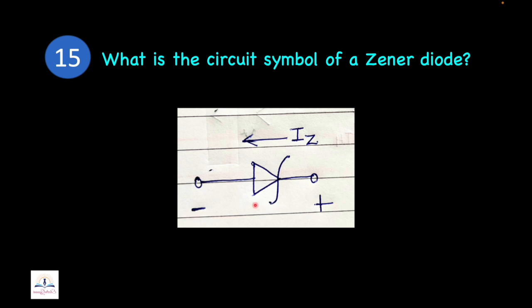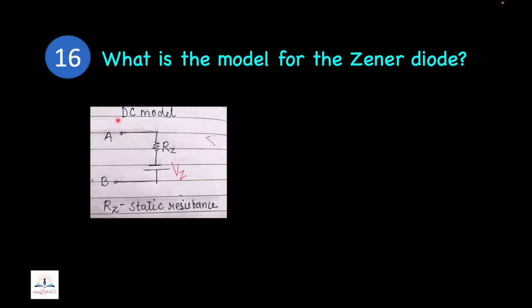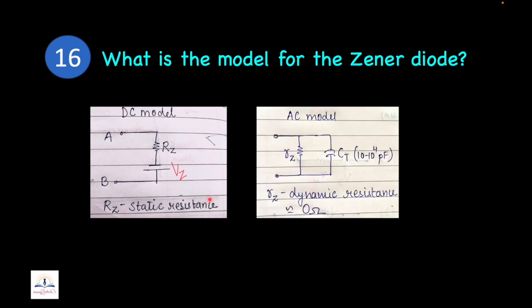This side is negative and this side is positive, just opposite of the PN junction diode. What is the model for the Zener diode? So this is the DC model. Here the Zener diode can be replaced by a resistance in series with a Zener voltage. So this RZ is static resistance, and the AC model is this small rz, called dynamic resistance, whose value is approximately 0 ohm, and a capacitance, transition capacitance, and its value is 10 to the power 4 picofarad.